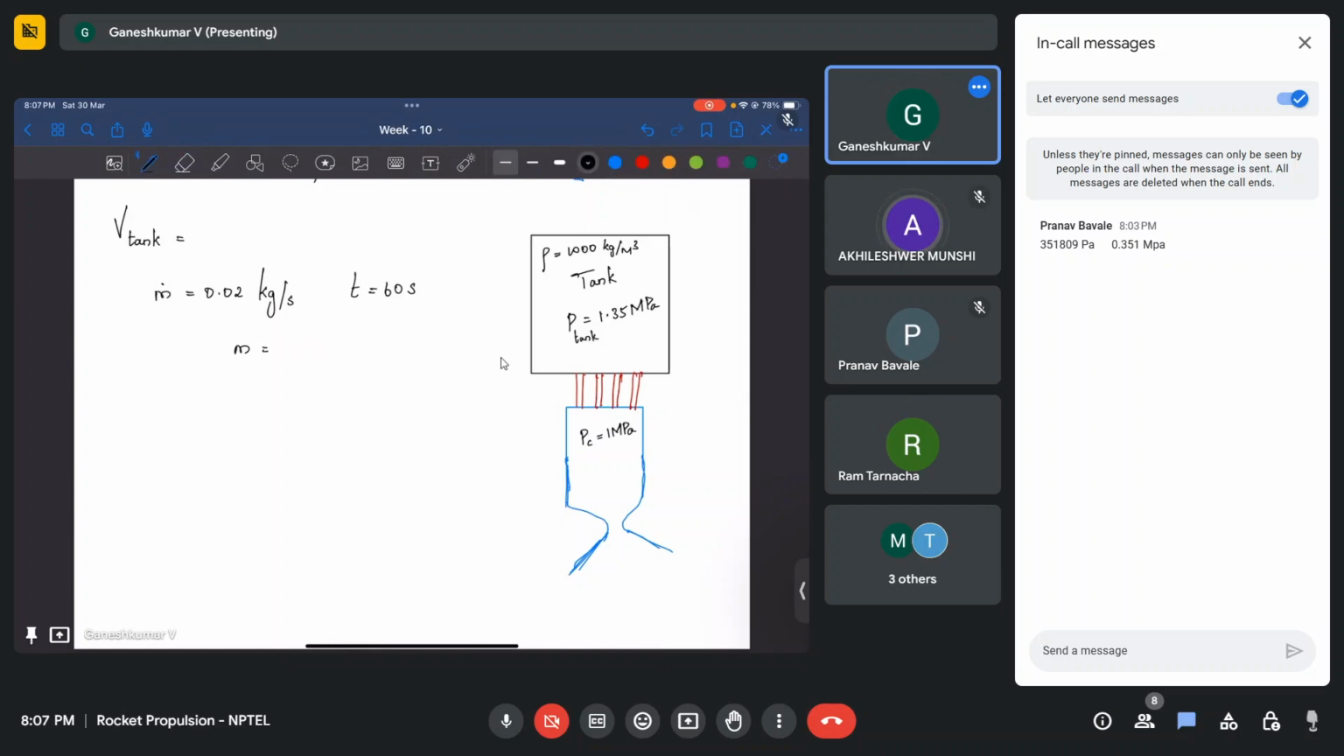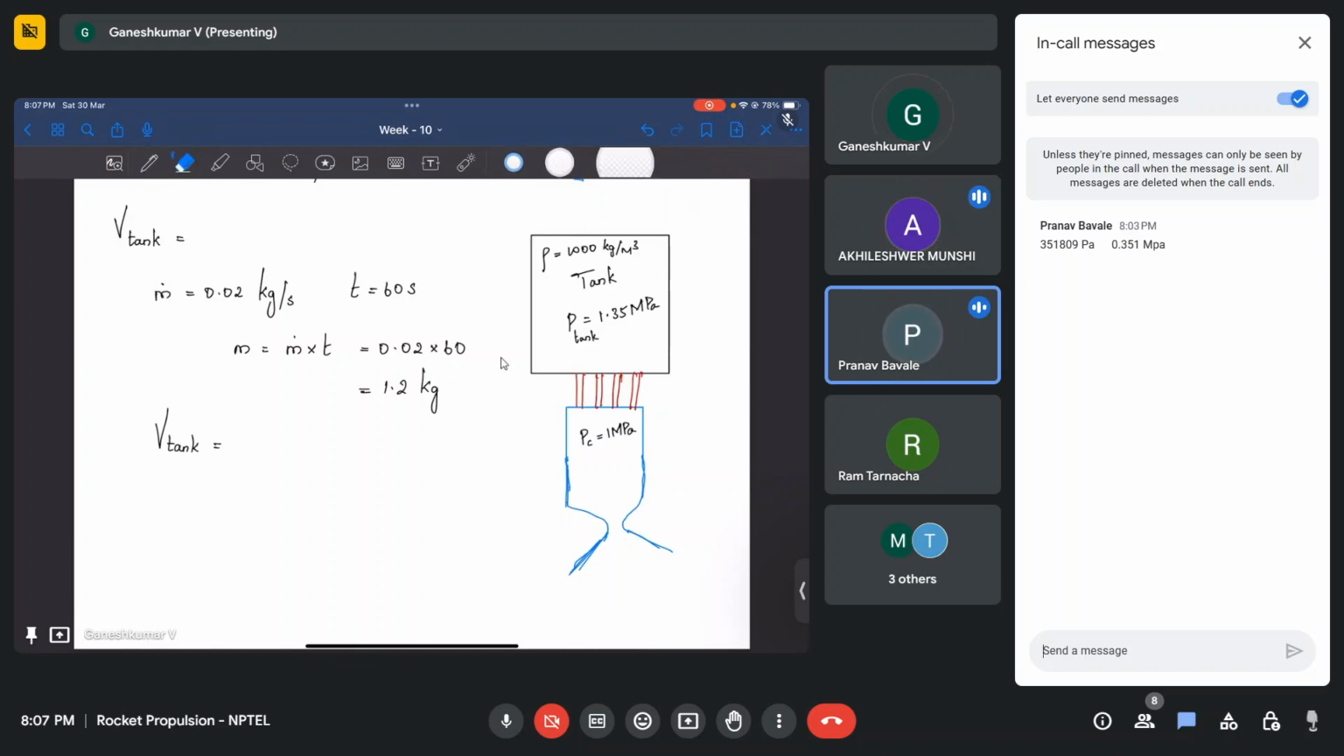So m dot into t. Basically the idea is we need to have that much hydrogen in our tank. That's why it's called the minimum volume of the tank. So this will give us 0.02 into 60, which is 1.2 kg. Only kg.